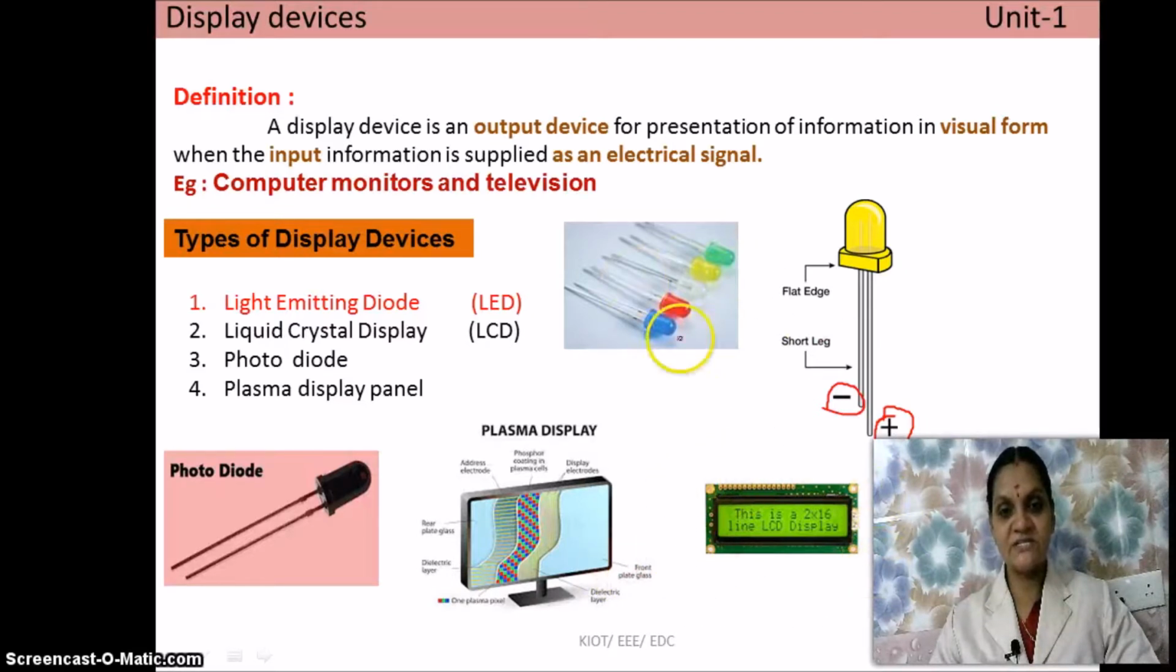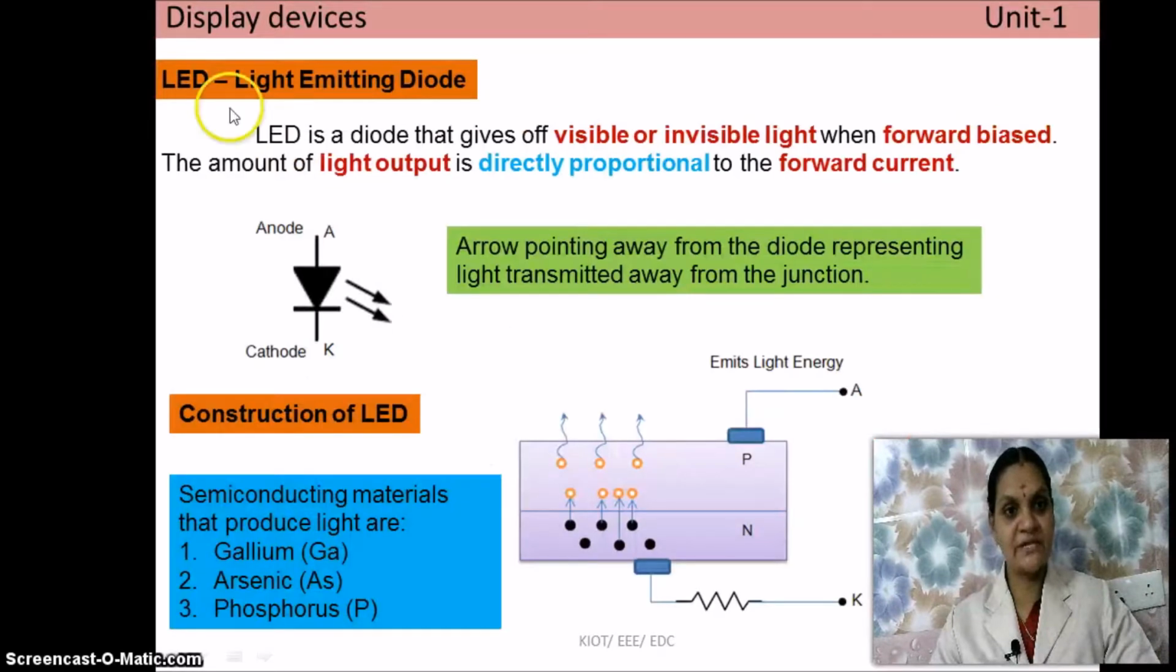This is LED and this is LCD. With an LED we can display either on or off, a single LED. Whereas a liquid crystal display has a structure like that, and we can display information in the form of sentences. That is possible in the case of an LCD display. So we will see about the light emitting diode, LED.